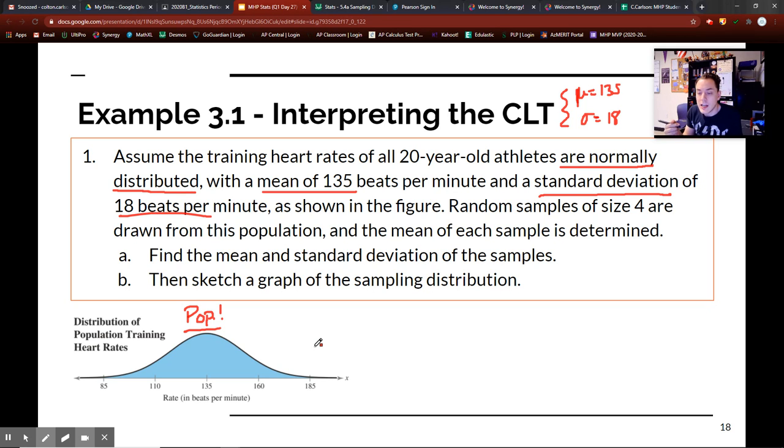The random samples are of size 4. Now that's definitely not greater than 30, right? I want to know random samples of size 4, and I want to find the mean of each sample, the sample mean. So I want to find the mean of each sample.